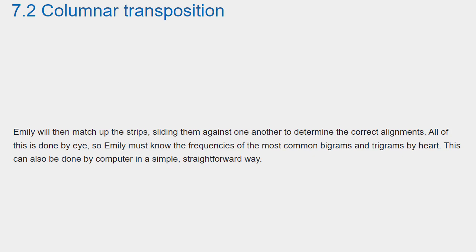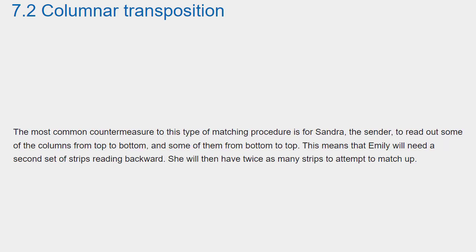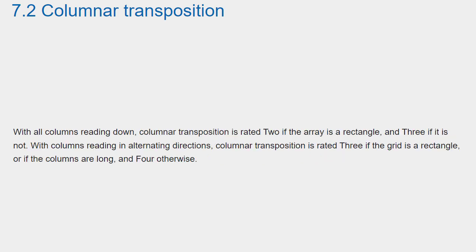All of this is done by eye, so Emily must know the frequencies of the most common bigrams and trigrams by heart. This can also be done by computer in a simple, straightforward way. The most common countermeasure to this type of matching procedure is for Sandra, the sender, to read out some of the columns from top to bottom, and some of them from bottom to top. This means that Emily will need a second set of strips, reading backward.